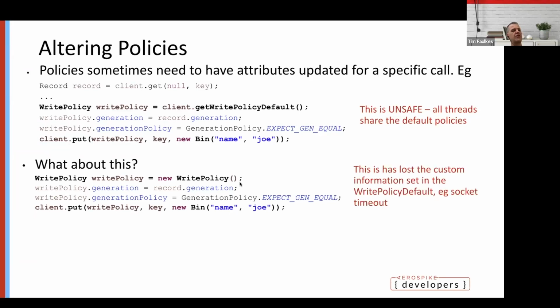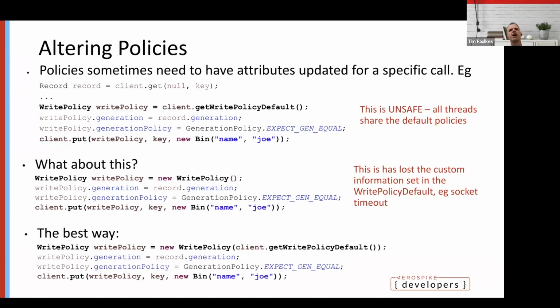We set information in our write policy default, remember? We set a socket timeout to be 2 seconds. But by instantiating a new write policy, I've gone and got one that the compiler has defaults in, and I just got those compiler defaults. I didn't get the values of that default policy that I set. So I've lost that socket timeout that I so carefully set.